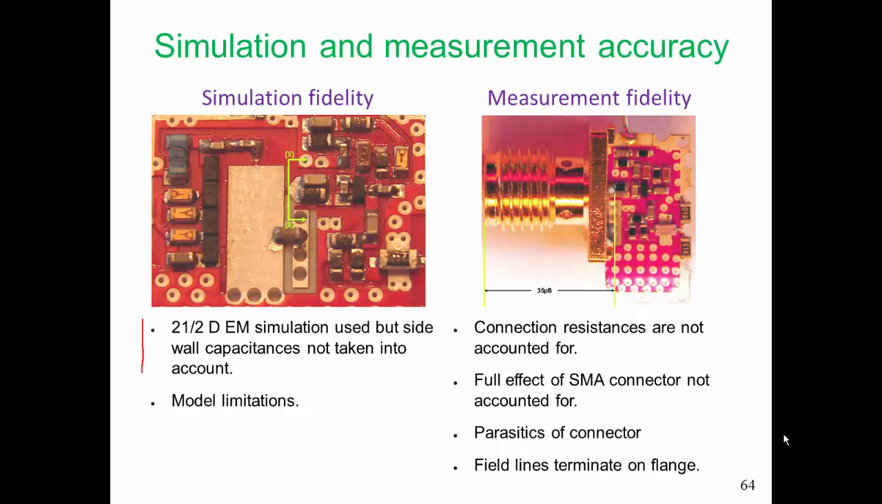So there are parasitics of the connectors, and just the act of measurement has changed the field lines. For example, there will be field lines that terminate on the flange. They were certainly not accounted for in simulation, and there's really no way to correct our measurements to remove that effect.